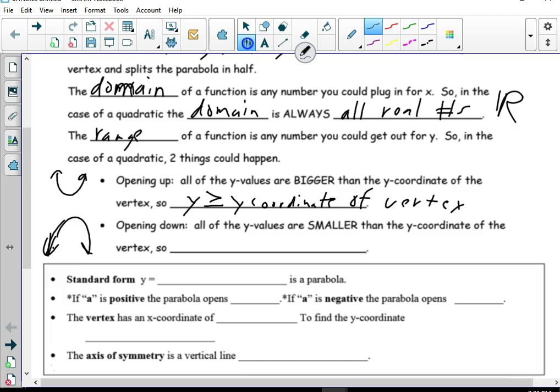If it's opening down, like so, you have a vertex here. So opening down, all the y values are smaller than the y-coordinate of the vertex. So y is less than or equal to the y-coordinate of the vertex.